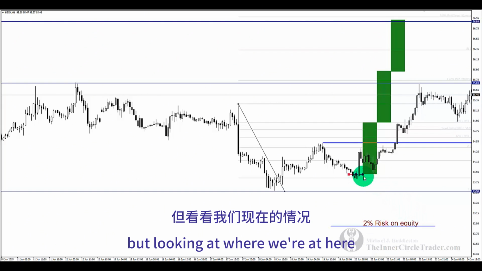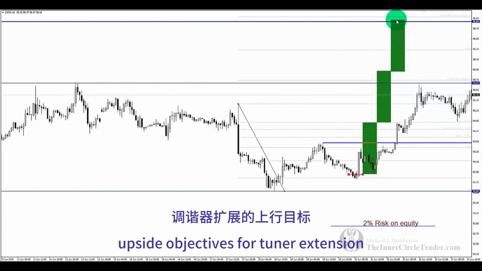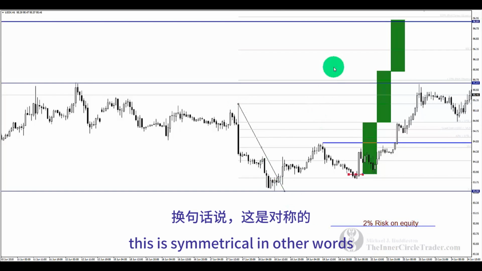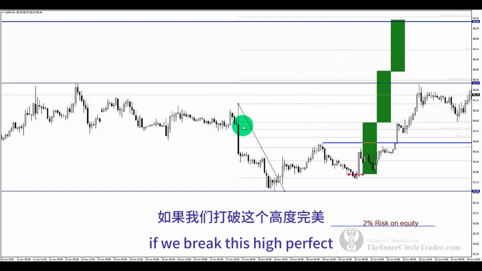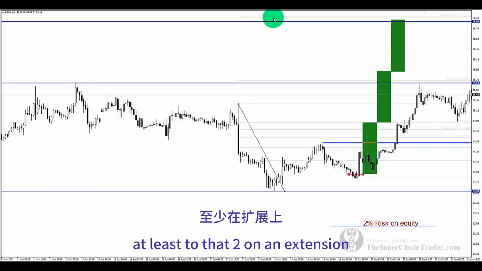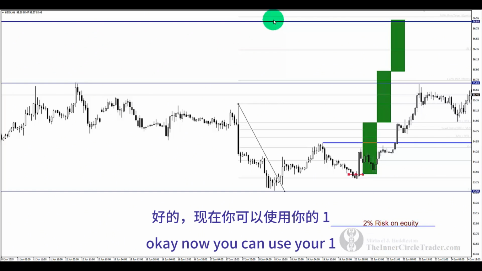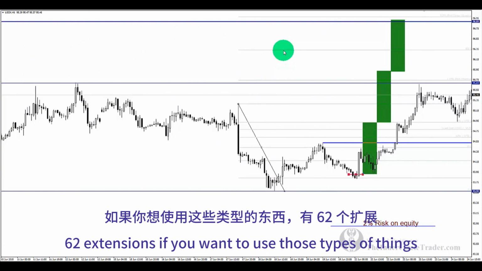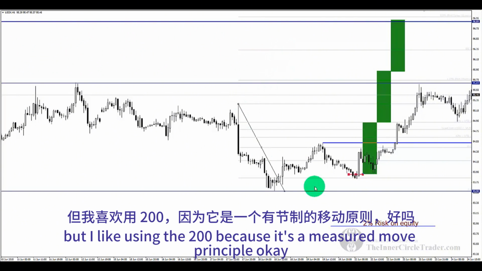But looking at where we're at here, upside objectives for 200 extension, okay, or a symmetrical price swing. Okay, this is symmetrical. In other words, we have a perfect down move here. If we break this high, perfect symmetrical market structure should suggest that we should move up at least to that 200 extension. Now you can use your 127 extensions and 162 extensions if you want to use those types of things, but I like using the 200 because it's a measured move principle.